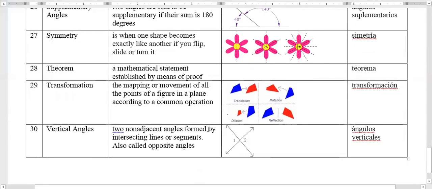30, vertical angles. Two non-adjacent angles formed by intersecting lines or segments, also called opposite angles. You're going to see vertical angles all throughout the whole course of geometry. They're on opposite sides and they're congruent. So angle 1 is the same as angle 2. If this was, let's say, 100 degrees, this will also be 100 degrees. That is what vertical angles are.